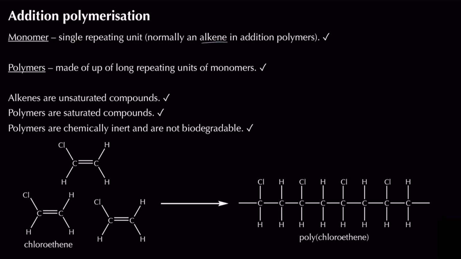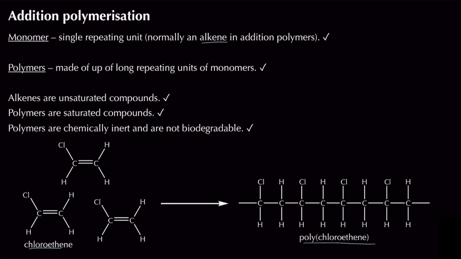Now, when we look at our polymers, they are going to be made up of long chains of these repeating units. In this case, you can see I've got the alkene chloroethene, and of course, we end up with an addition reaction where we combine all of these alkenes together to make a long saturated chain. You can see here I've got polychloroethene being formed as a polymer.